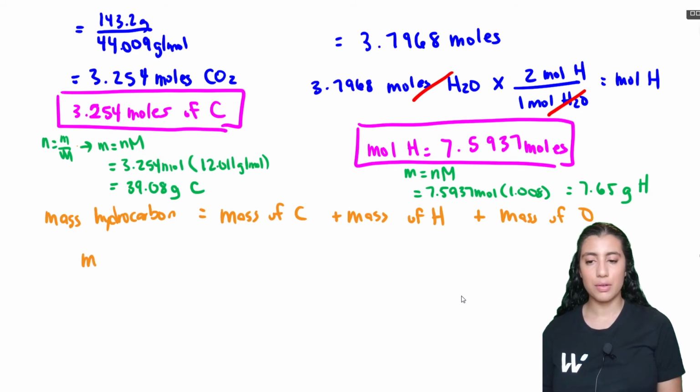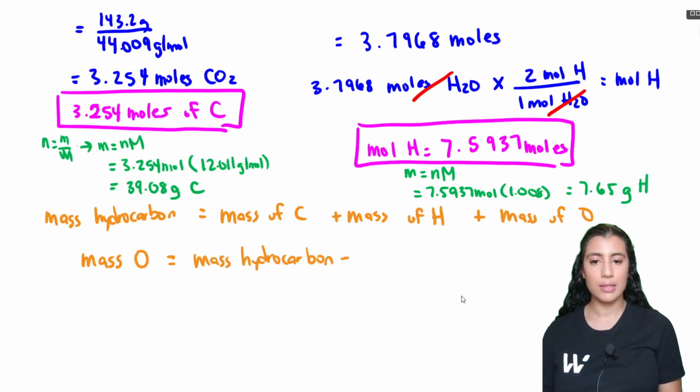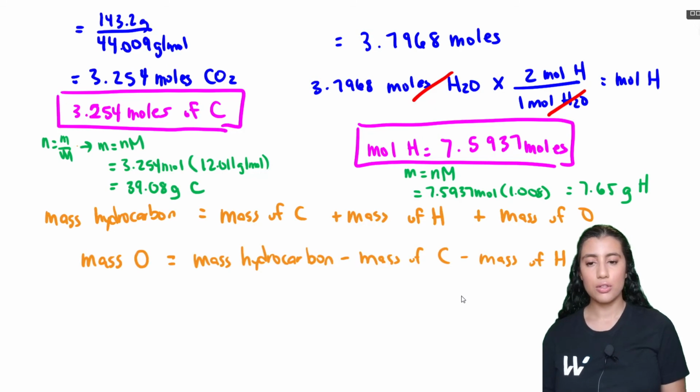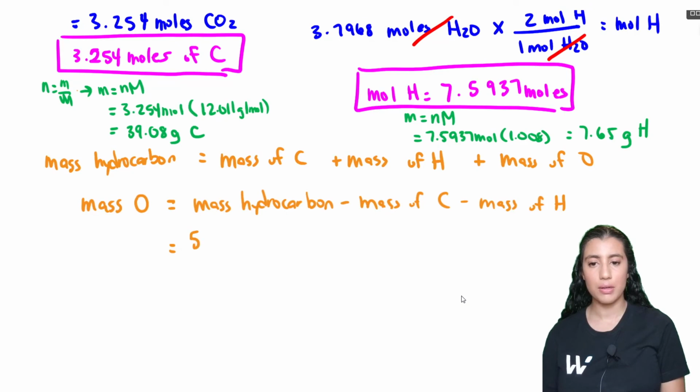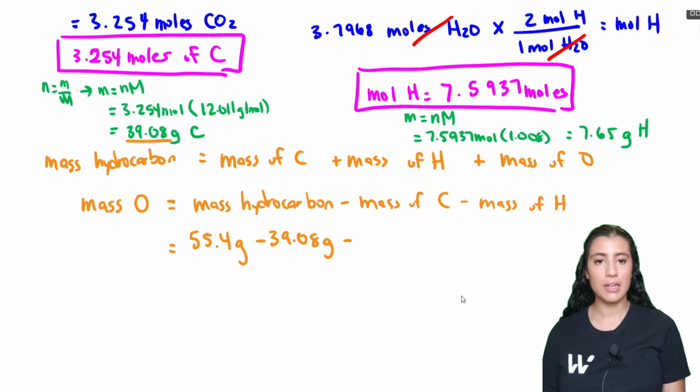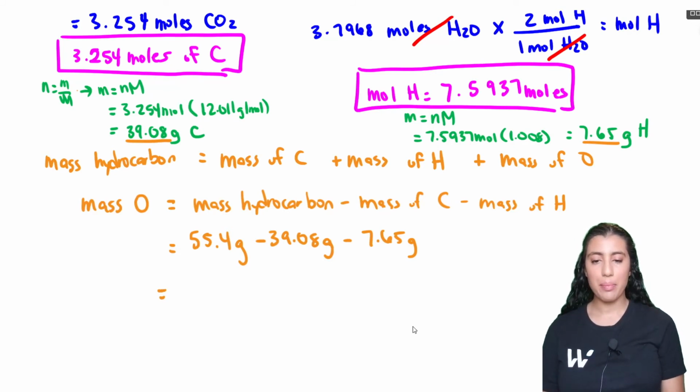So we're just going to plug those in and solve for the mass of oxygen. Okay, so let's rearrange first to solve for the mass of oxygen. It's going to equal the mass of the hydrocarbon, subtract the mass of carbon, and subtract the mass of hydrogen. So we're getting 55.4 grams for the mass of the hydrocarbon, minus the mass of carbon, which is here, 39.08 grams, minus the mass of hydrogen, which is 7.65 grams, and that's going to give us the mass of oxygen. So I get 8.67 grams of oxygen.